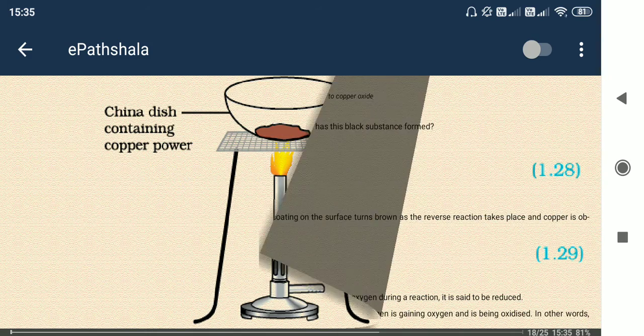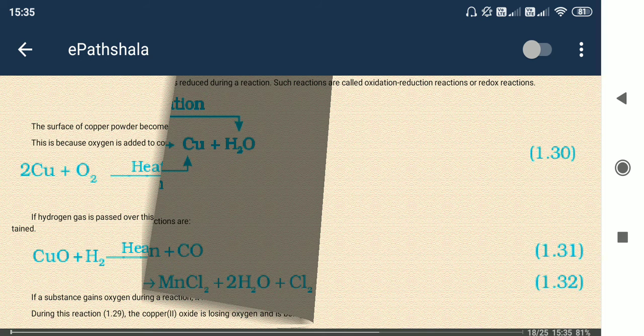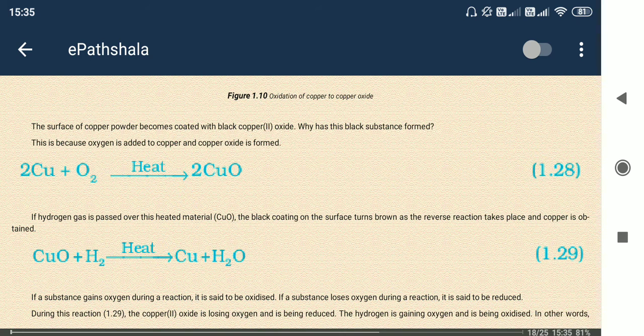So oxidation and reduction. Oxidation means oxygen addition. Reduction means removal of oxygen. So oxygen addition is oxidation, oxygen removal is reduction. And the opposite in the case of hydrogen: hydrogen addition is reduction, and hydrogen removal is oxidation.